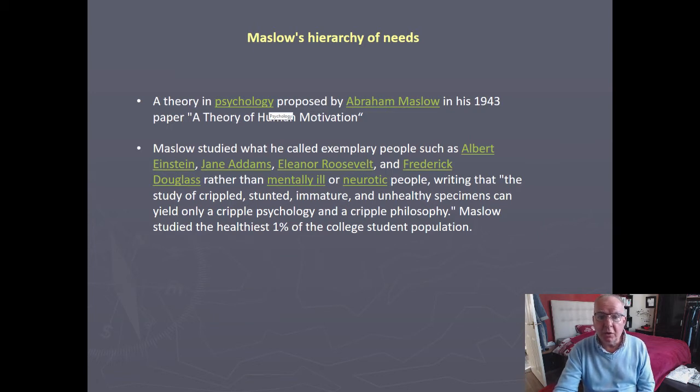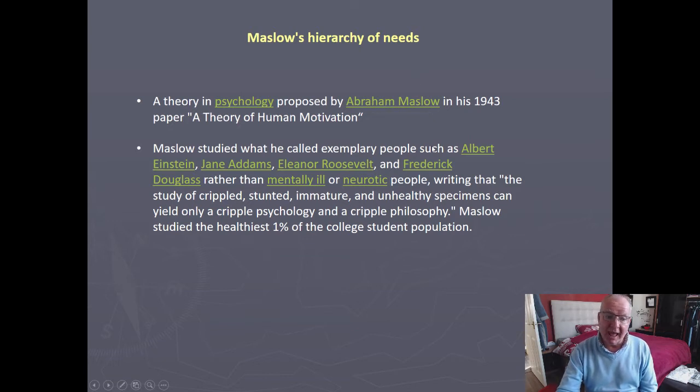Maslow studied what he called exemplary people such as Albert Einstein, Jane Addams, Eleanor Roosevelt, and Frederick Douglass, rather than mentally ill or neurotic patients. This next part actually probably wouldn't be allowed today, but we'll say it as it was back then. He wrote that the study of crippled, stunted, immature, and unhealthy specimens can only yield a crippled psychology and a crippled philosophy. Quite harsh words and probably politically incorrect today, but that's what he said back during those years.